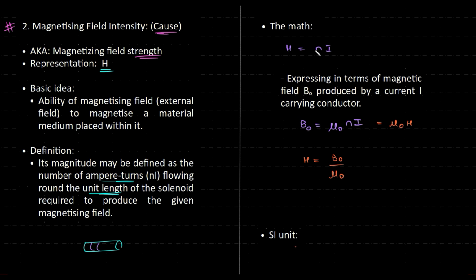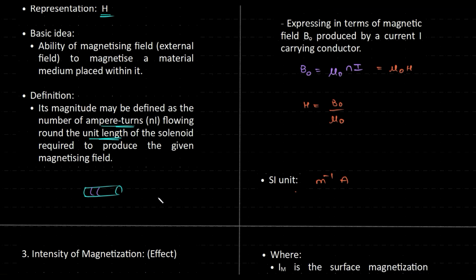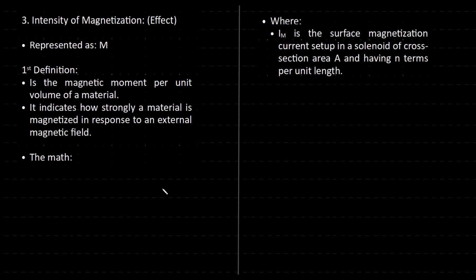The fastest way to get the SI unit is through this formula. N is your number of turns per length, so that will be meter to the power of minus 1. And the current unit is ampere. So ampere per meter. That's the fastest way to get the SI unit.